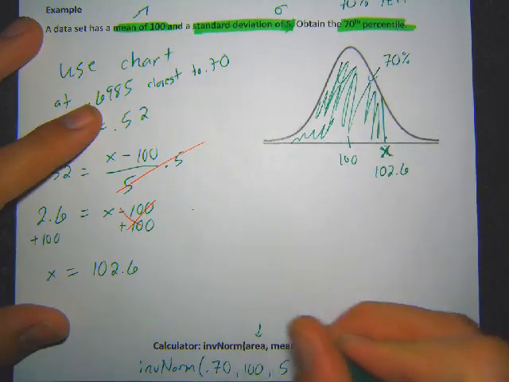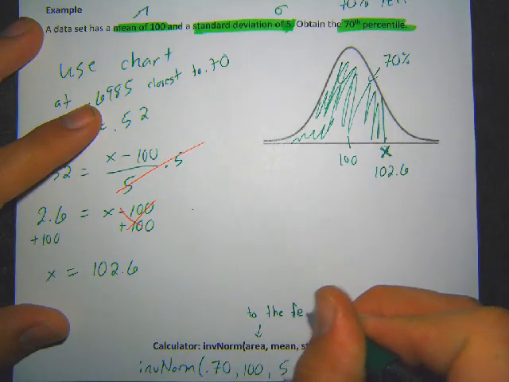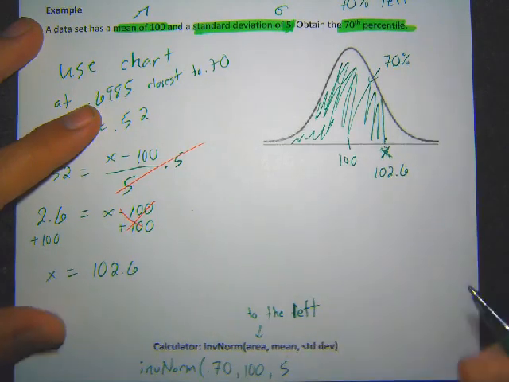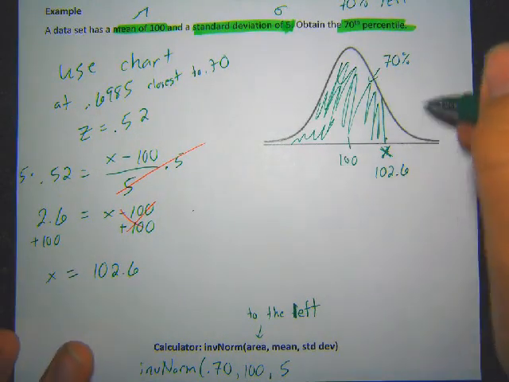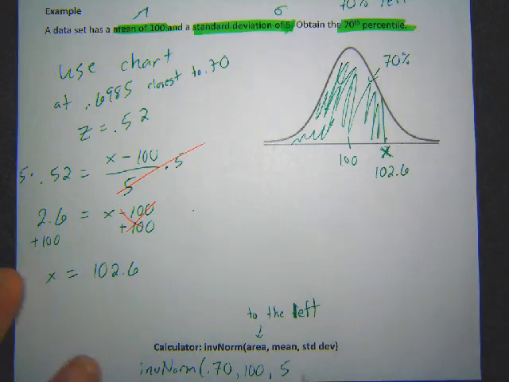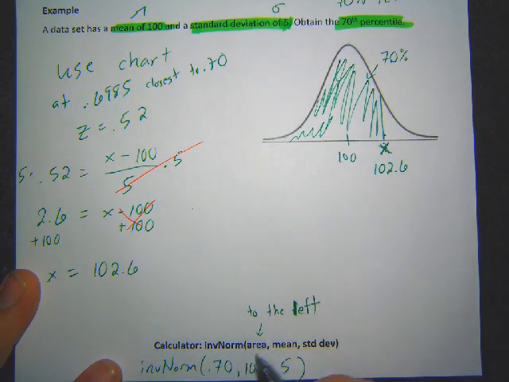Remember that this area is always to the left. So when we did this, we can use just 0.7 because it's to the left. But if 0.7 were to the right, then we'd have to subtract from 100. Since 0.7 is to the left, we're good just using it as is. But this area is always to the left. Okay, so that's what we type in.